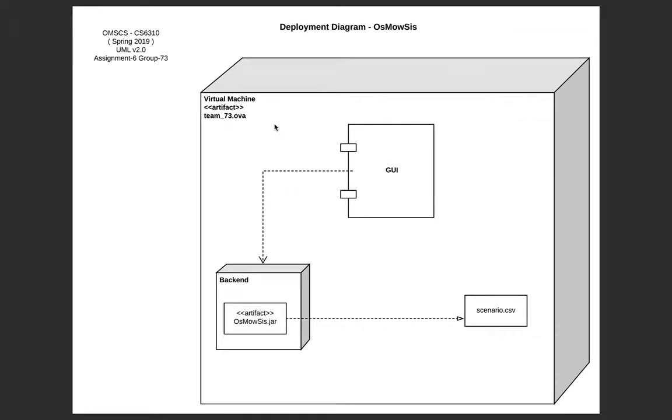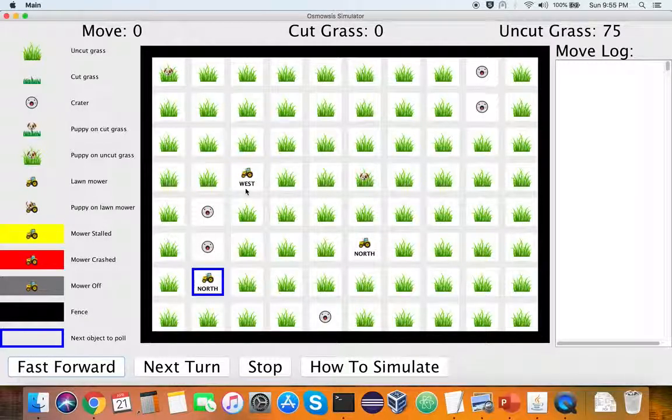Our deployment diagram is as follows. We have a GUI class which is implemented using Java Swing, and that handles the front end of the system, whereas the class model diagram represented previously handled the actual system logic. The scenario.csv is the input file to the system. So this is the actual simulator software, the GUI, the front end of our system.